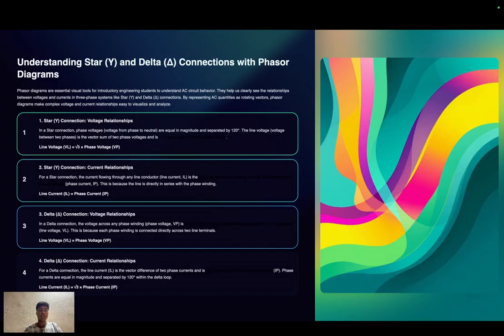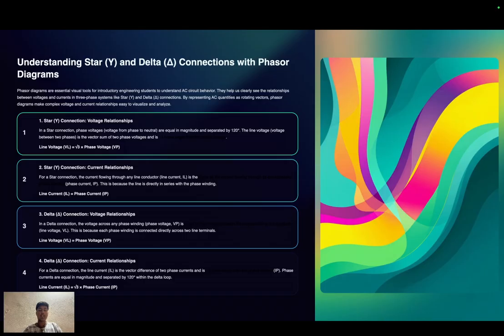Let's take a quick example of star connection and application. Suppose each phase voltage is 230 volts, then the line voltage will be root 3 times 230, which is equal to 398 volts, which can be taken as approximately 400 volts. That's why in many distribution systems you will see 230 volts single phase and 400 volts three phase supplies.